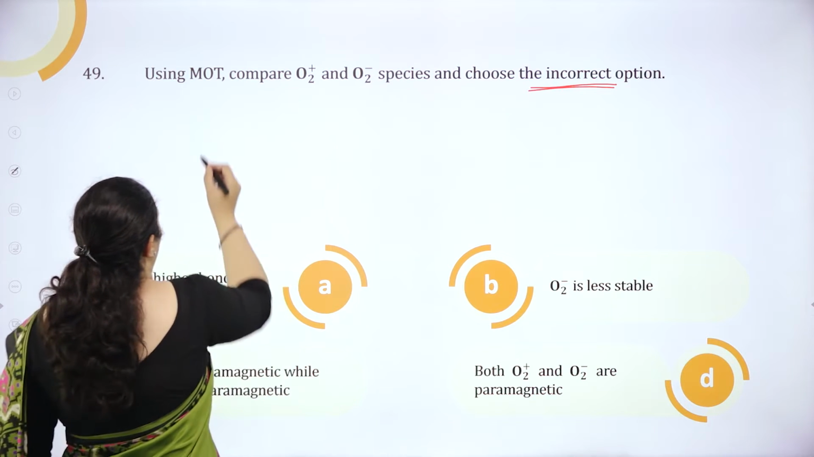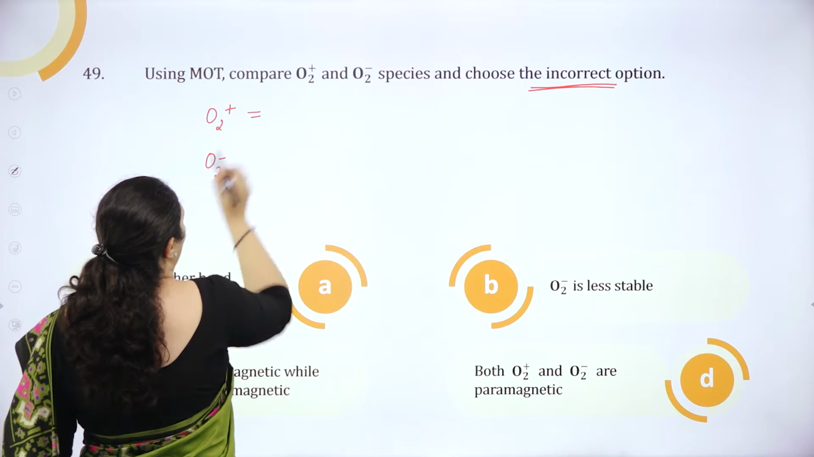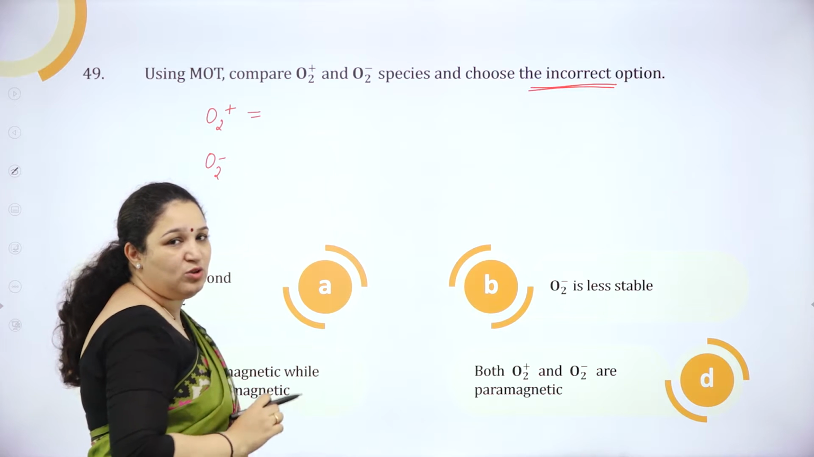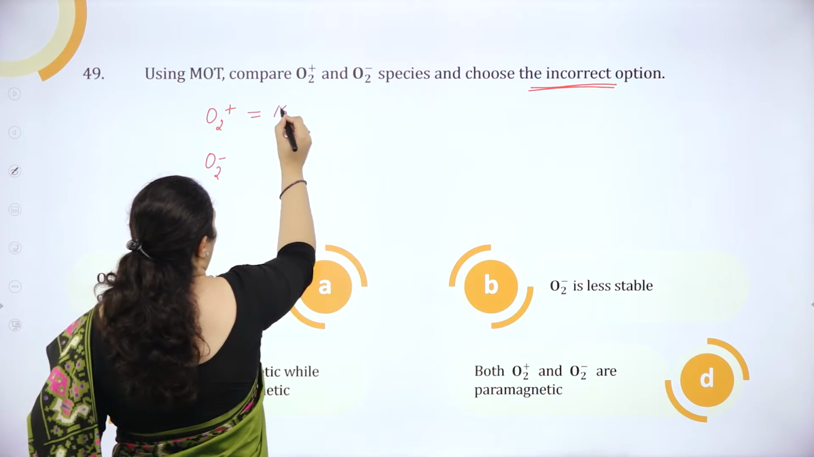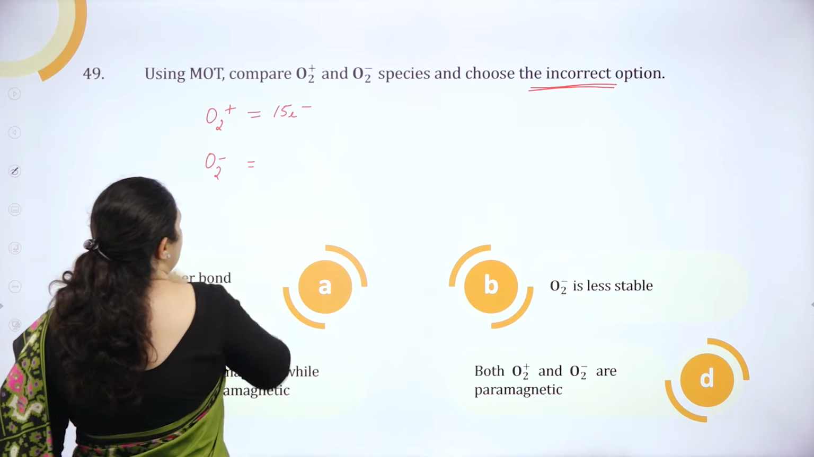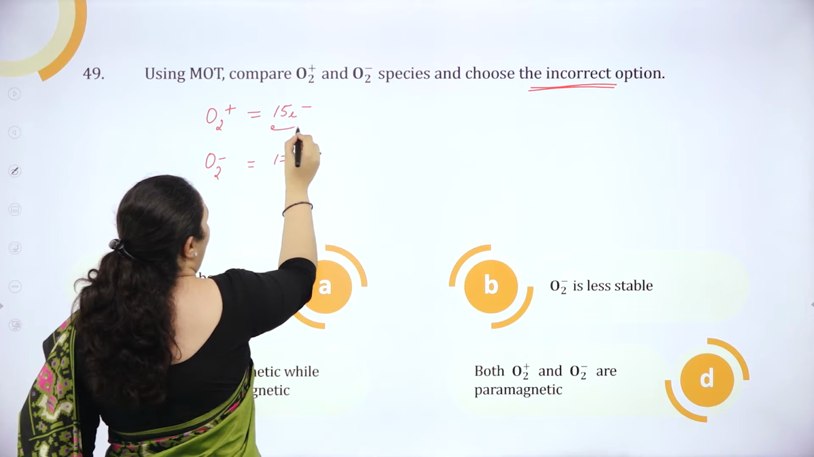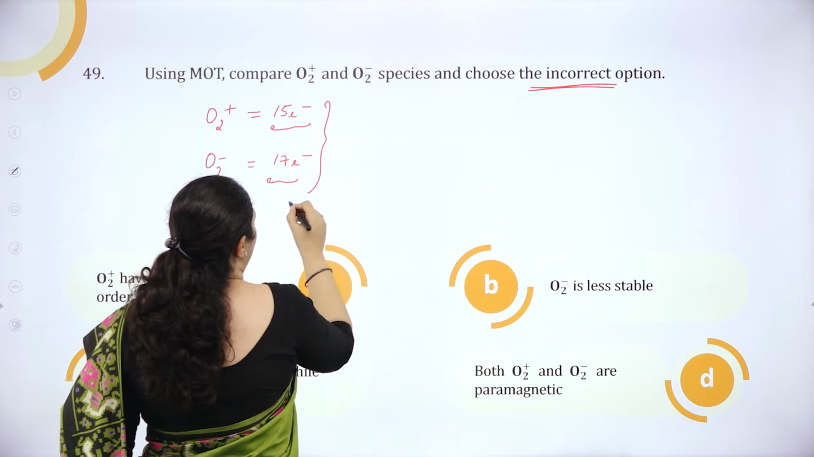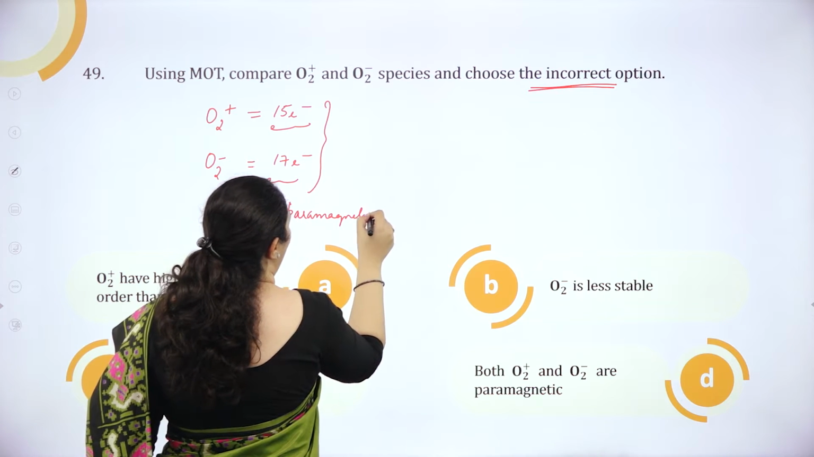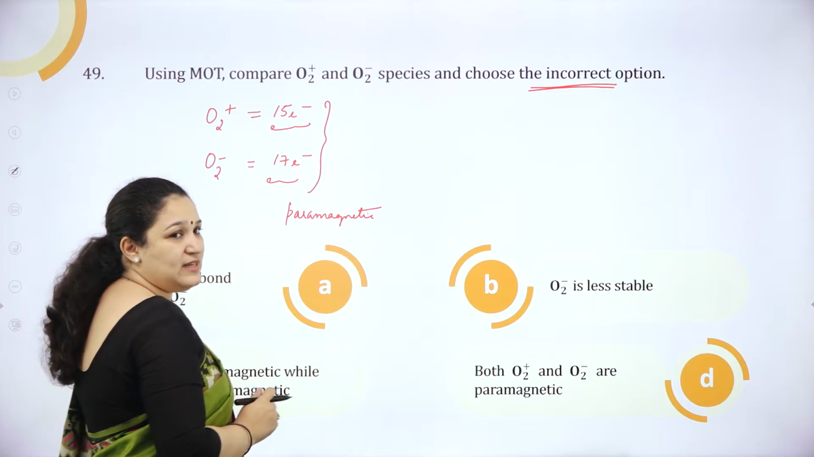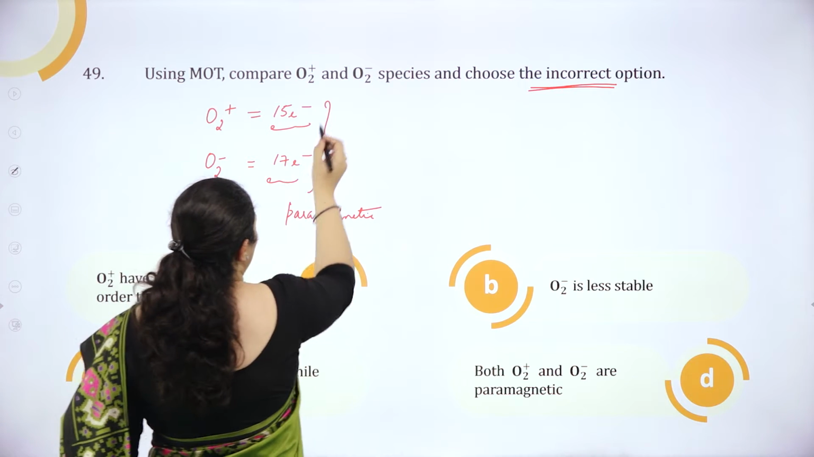So O2 plus and O2 minus. First of all, how many electrons are there? In two oxygen atoms, there are 16 electrons. One is lost, so it is 15 electrons. Here 16, one extra is there, so it is 17 electrons. Both are odd numbers, so both are paramagnetic. Correct? If it has an odd number of electrons, it is paramagnetic. Then 15 electrons is present.